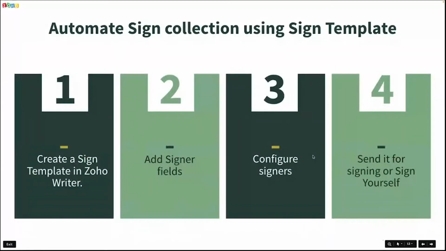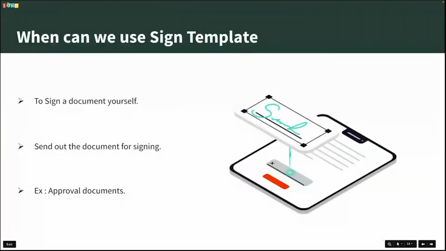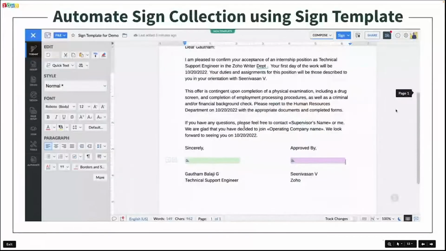And next, we'll see the automation using the sign template. You have to create a sign template, add the signer fields, configure them. You can either send it out for signing or you can sign yourself. If your use case is to have a template designed and signed by yourself or send it out, then you can use the sign template. For example, if you have to send out a document for approval, then you can use sign template.